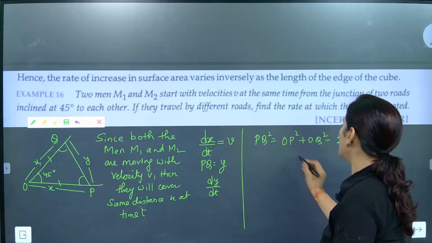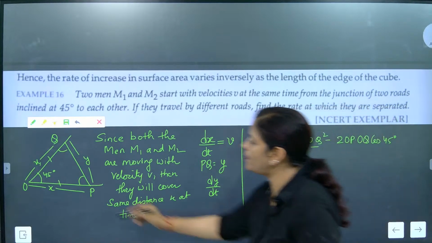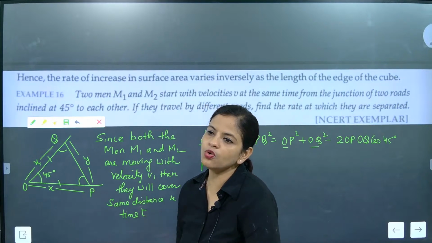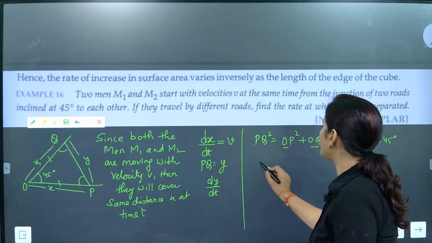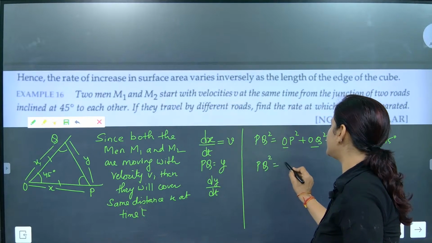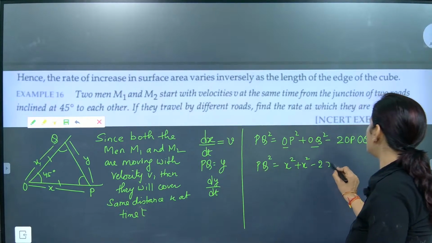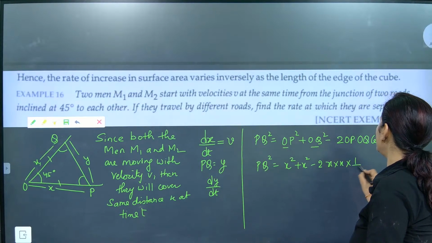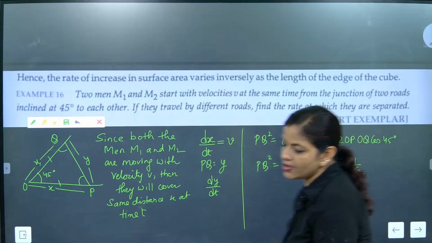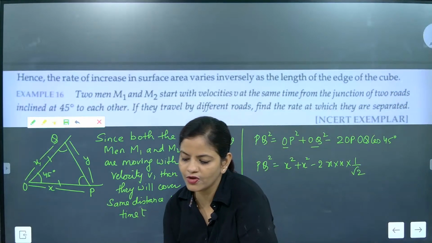Now, beta, what is your OP? x. What is your OQ? x. So what will it become? PQ square is equal to x square plus x square minus 2 x into x into cos 45 degrees. What will the value of cos 45 degrees be, beta?